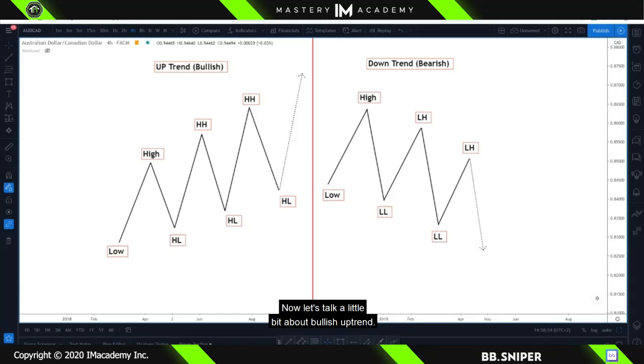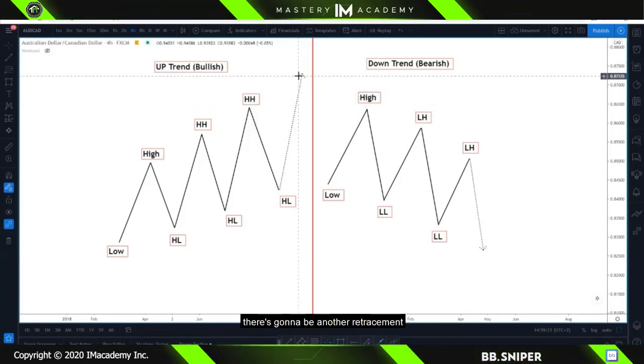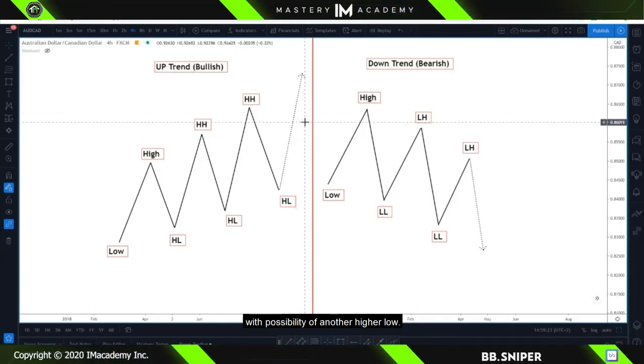Now let's talk a little bit about the bullish uptrend, right? Basic concepts, we definitely know that we are going to have higher high formations and higher lows, right? The market is going to be moving upwards. That means it's going to be creating higher highs, and you can see that now that we have a higher low formed over here, we are expecting the market to become bullish and to go over this previous higher high. And then of course after the market completes that phase, there's going to be another retracement with the possibility of another higher low, and that's how we know that the market is bullish.